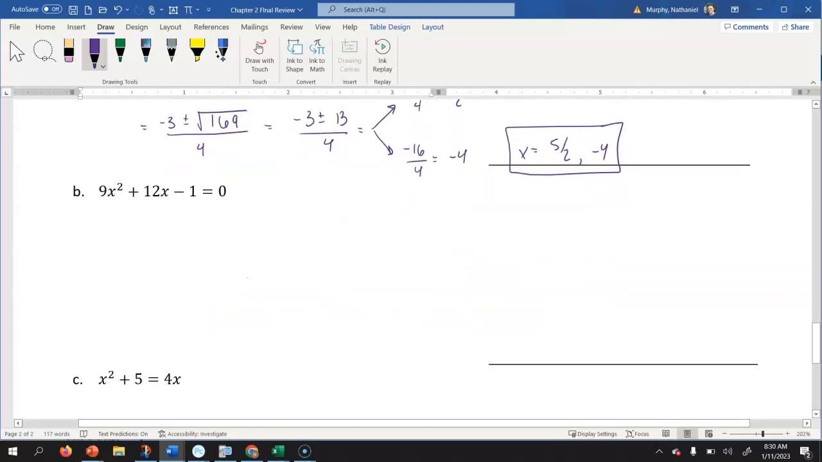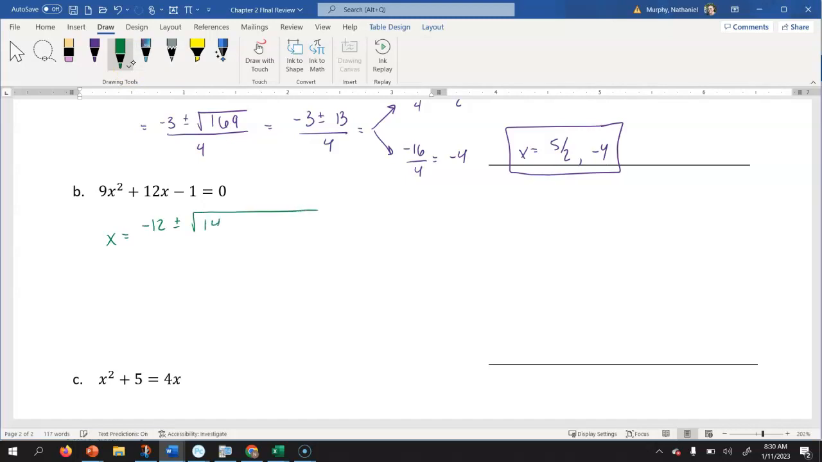All right, let's look at letter B. Letter B is already set equal to 0, and it's in standard form, so we don't have to make any changes to this. So the first thing I'm going to do is put this in the quadratic formula. This will be the opposite of b, so negative 12, plus or minus the square root of b squared.